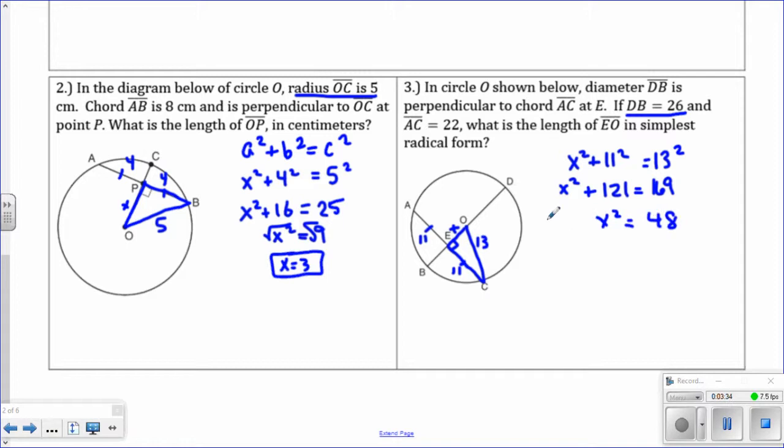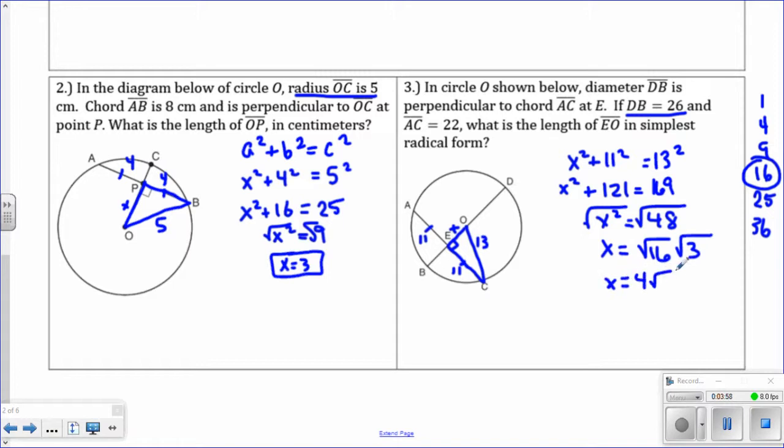Now at this point, you are going to have to use the perfect squares list because it says simplest radical form. So 1 squared, 2 squared, 3 squared, 4 squared, 5 squared. I'm just going to go up to 6 squared because I know that's enough. The largest perfect square that divides into 48 is 16. So I make 2 radicals, the perfect square going first, 16. 16 times 3 is 48. The square root of 16 is 4, and we're going to leave the 3 underneath the radical.